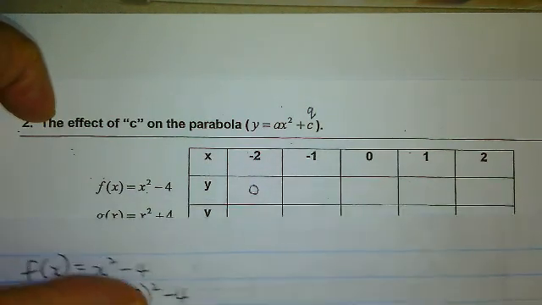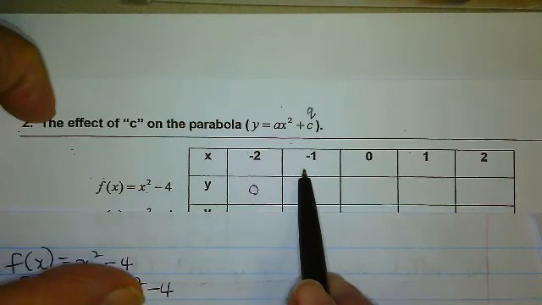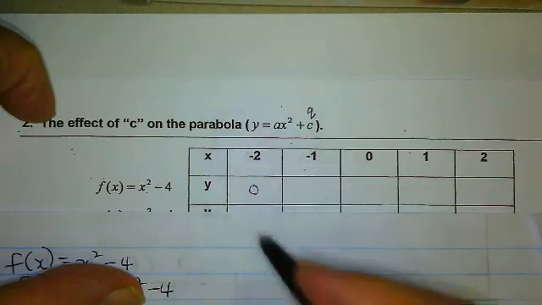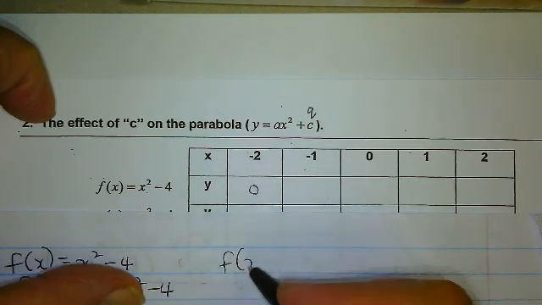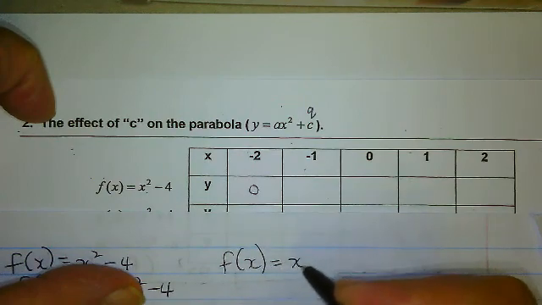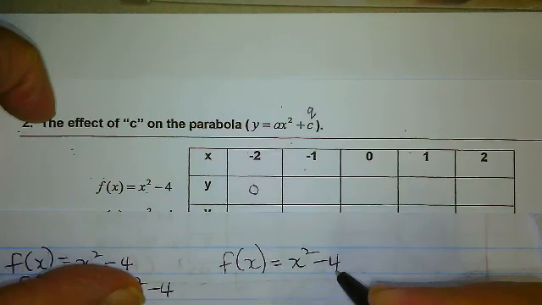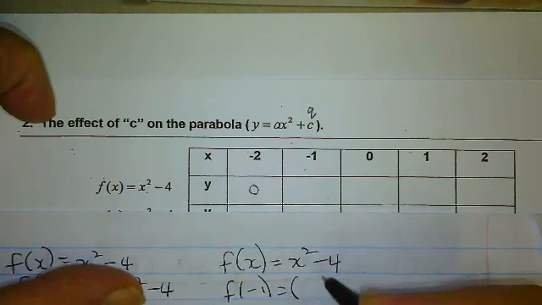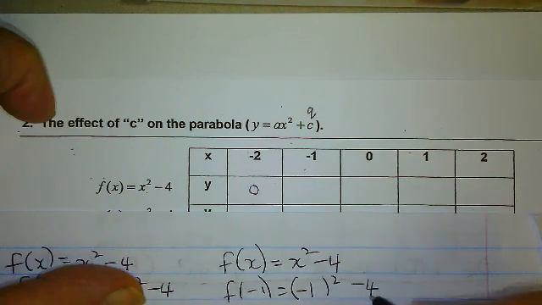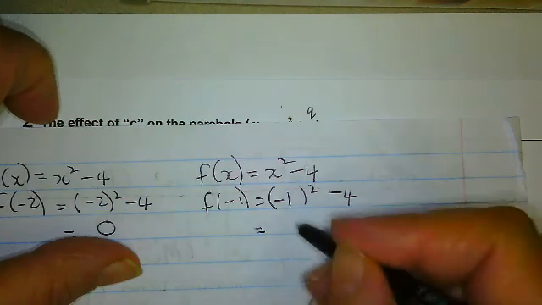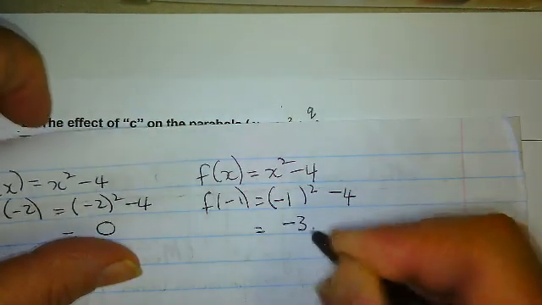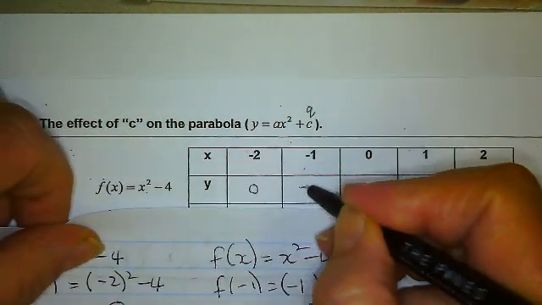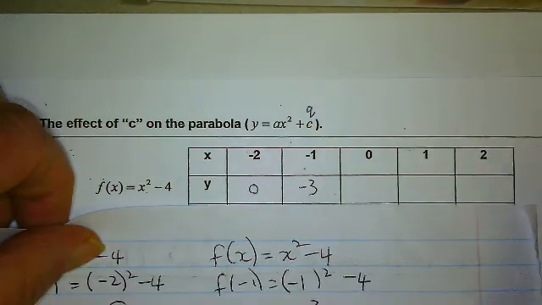What is my next value? My next x value, remember it's an independent variable, so your equation or your function, your graph will be like that. Always substitute into brackets your x squared, and now it's (-1) squared minus 4. So that's negative 1 times negative 1 is plus 1. It's giving you a negative 3. So now you put a negative 3 there.